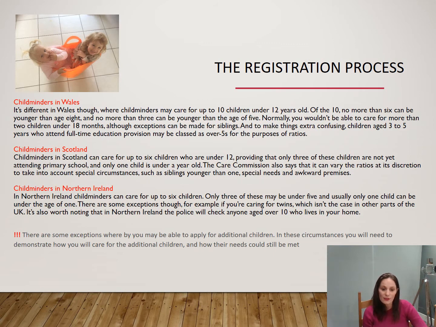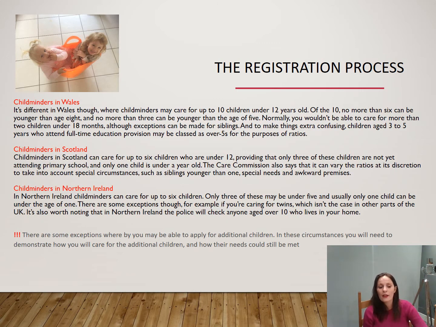In Scotland, you can care for up to 6 children who are under 12, providing that 3 of these children are not yet attending primary school and only 1 is in the 0 to 1 age group. The Care Commission also says that it can vary the ratios at its discretion. Again, this is for siblings, special educational needs and awkward premises. Not sure about that one.